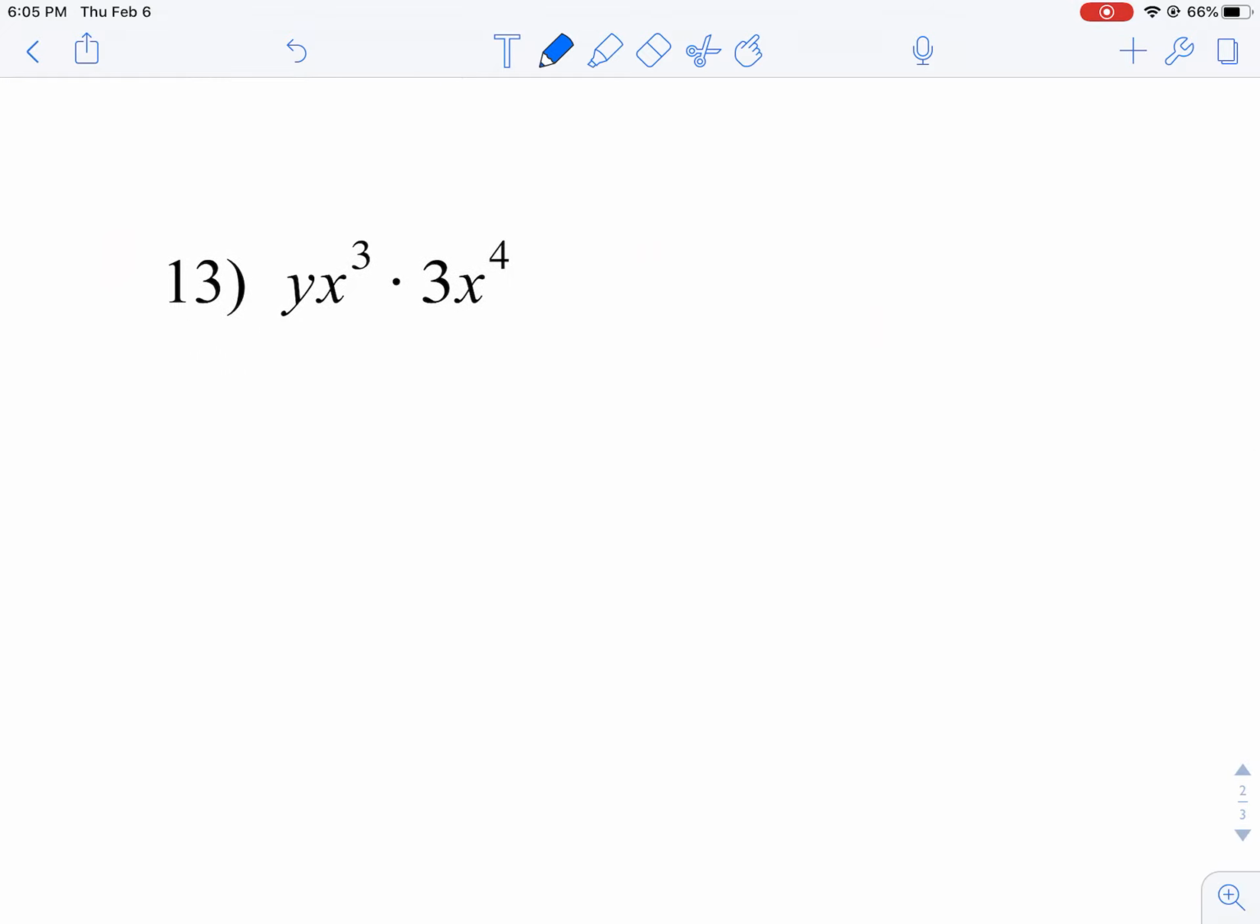13, again, add the exponents of the bases that are the same. I get 3x to the seventh and y to the first, or just y.